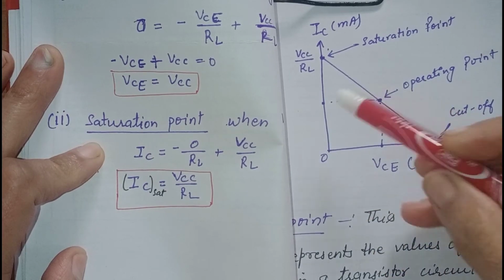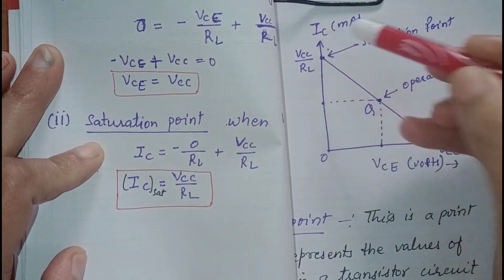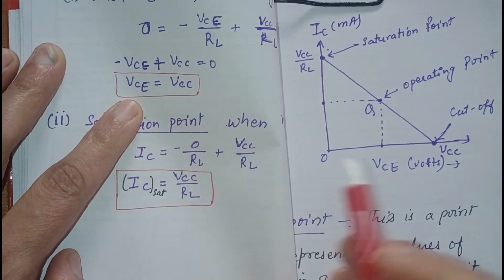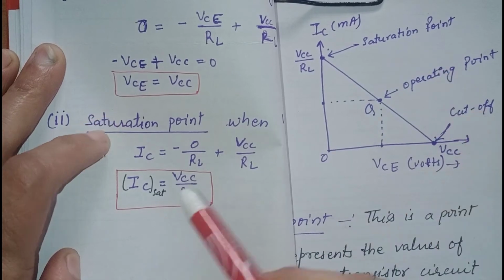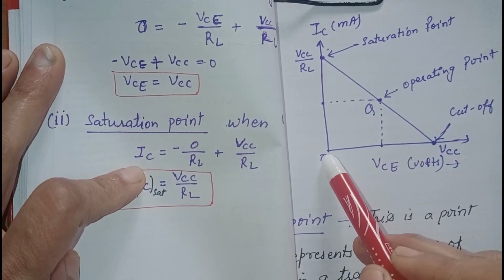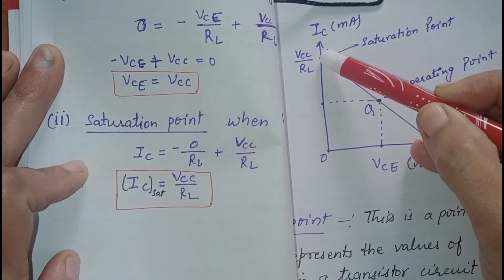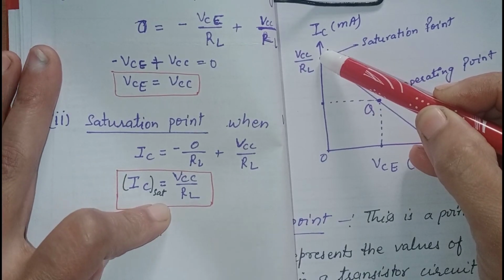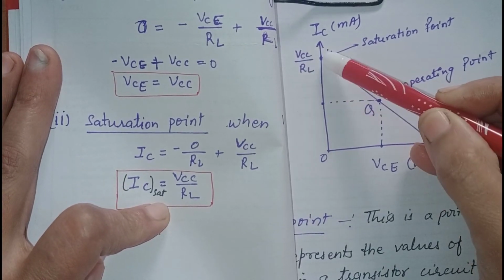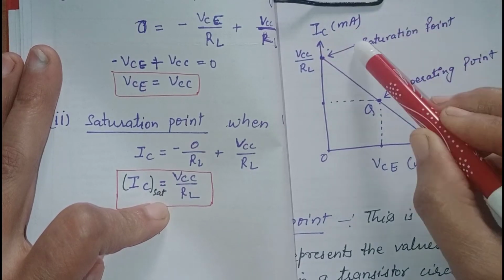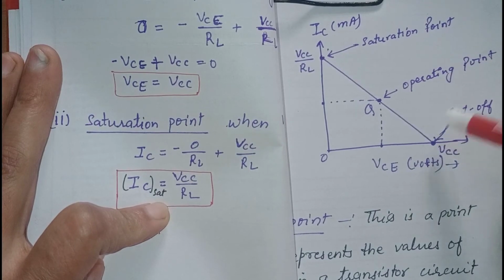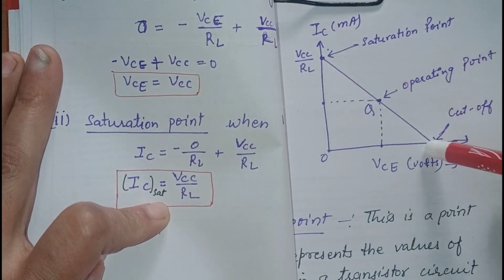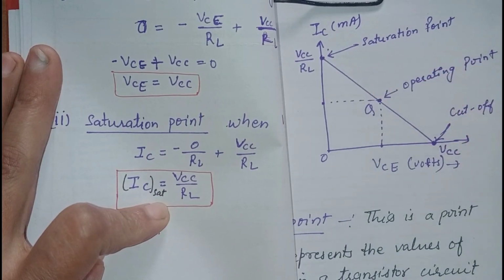The X-axis shows VCE and the Y-axis shows IC. When VCE equals VCC, the point will be here. This is the cut-off point. When VCE equals 0, we get this point, meaning the IC saturation current, which is VCC upon RL. So we have two points, the saturation point and the cut-off point. Now we will join these two points. The line that we get after joining these two points is called the DC load line.